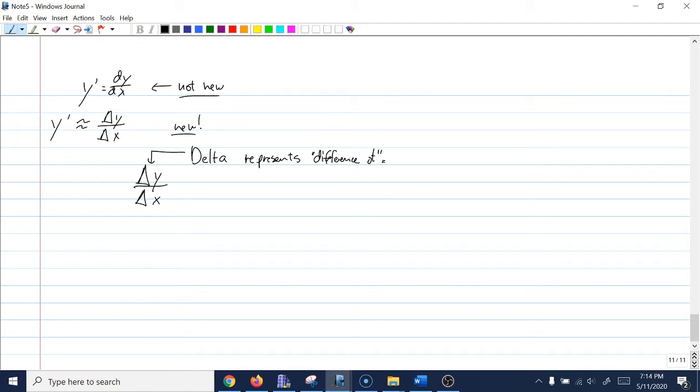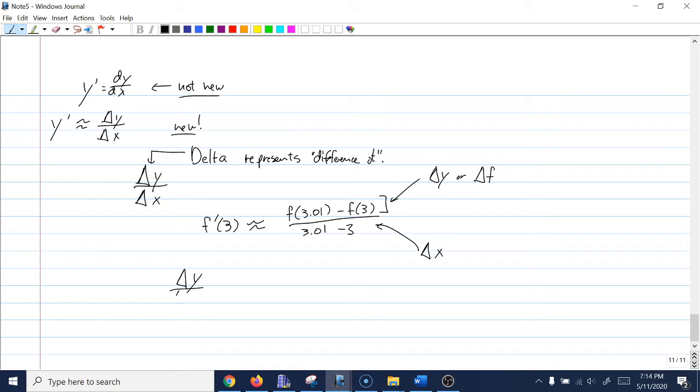And what it's trying to represent here is the type of differences that we use when we approximate a derivative. If I'm approximating f prime of 3 by saying it's about f of 3.01 minus f of 3 divided by 3.01 minus 3, this thing on top will sometimes be given the name delta y, or delta f if I'm not using the letter y on this function. And that thing on bottom will be delta x. So delta y over delta x, when I use this description, is a fraction.